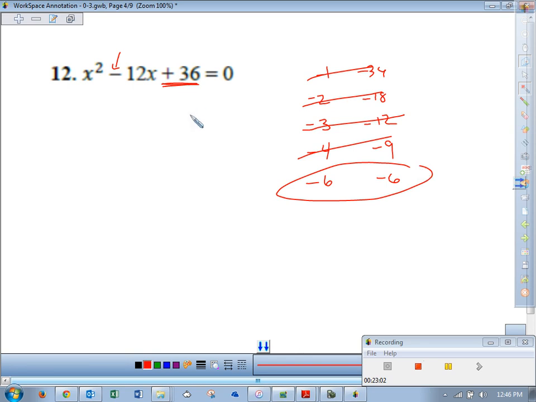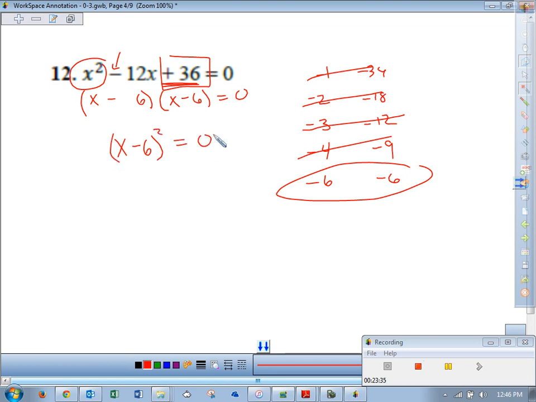perfect square trinomial. Because is the first guy a perfect square? Is that a perfect square? Is the last guy a perfect square? And is the middle guy twice the product of their square roots? If you were to bring the negative down, twice the product of their square roots. So instead of writing this, which is not wrong, you can write it like this instead.